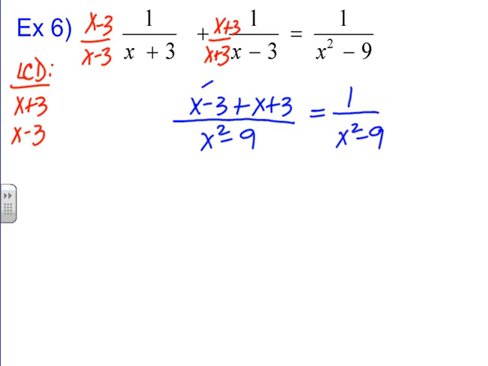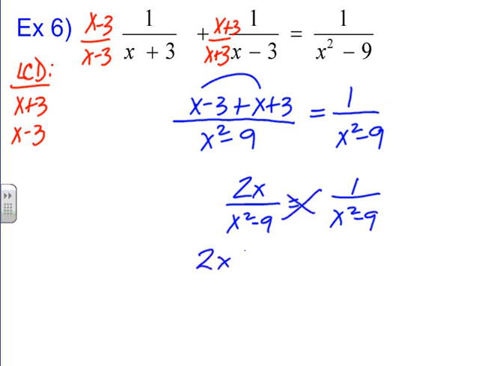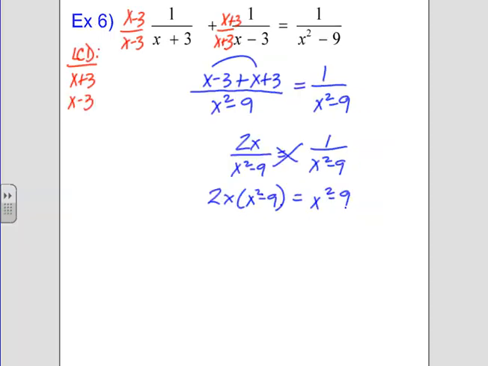Let's combine terms. x plus x is 2x. Negative 3 plus 3 is 0. All over x squared minus 9, equals 1 over x squared minus 9. We're going to cross multiply, and when we do that, we get 2x times x squared minus 9 equals x squared minus 9. We're going to distribute out that 2x, 2x times x squared, we get 2x to the third. 2x times 9 is negative 18x, and on this side we have x squared minus 9. We're going to try and put everything together on one side, so I'm going to subtract an x squared and add 9 to both sides.